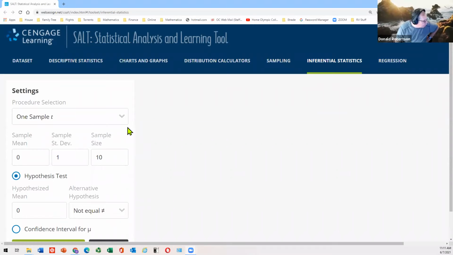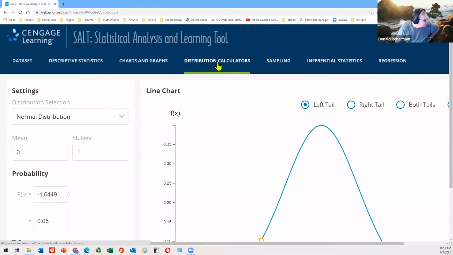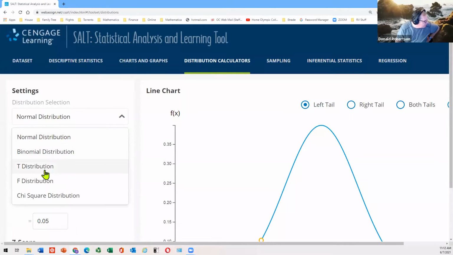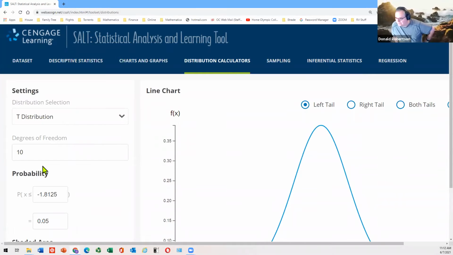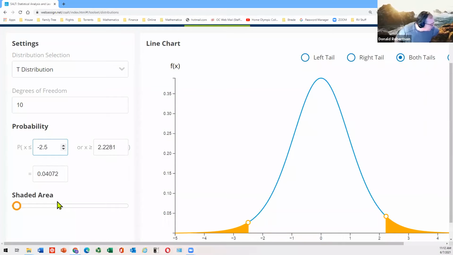Now, I don't know why this one is on one sample T, which it should be, but normally when I do these, oh, there we go. It's on normal distribution, right? And I go to T distribution, and I go to both tails. And now I can type in the 2.5 that we had, and I do it on both sides. And our p-value pops out at about 0.031.